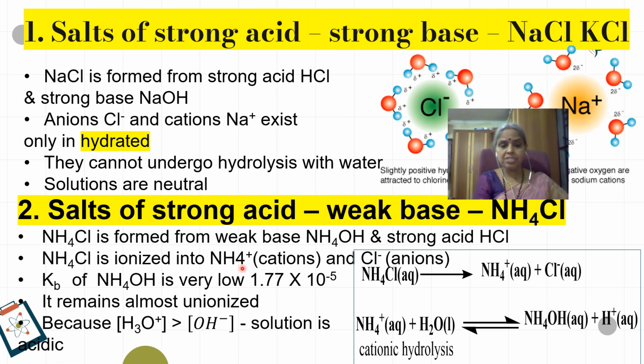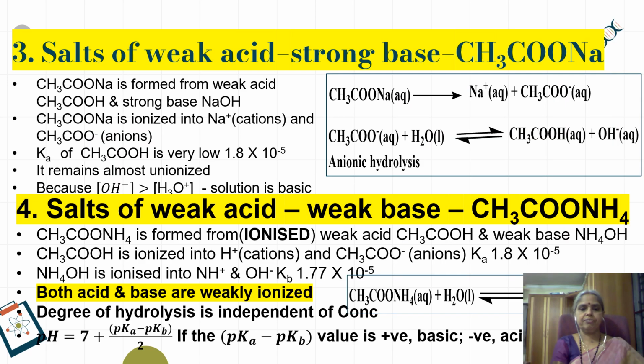So what did you understand? Solutions of salts of strong acid and weak base will be acidic because H3O plus ion concentration is greater than OH minus ion concentration. Now let us look at the other two types of salts.